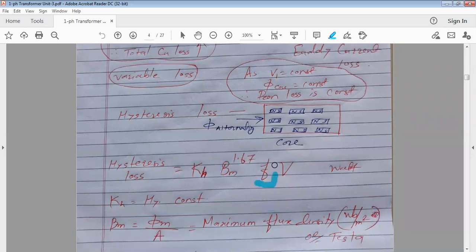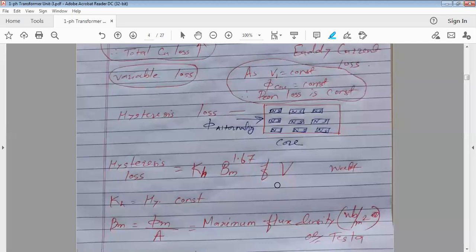What is F here? Up till now, whatever the small f we have used for what parameter? Frequency. Okay, so here frequency. Whatever is the supply frequency, same will be the frequency of the flux flowing through the core.